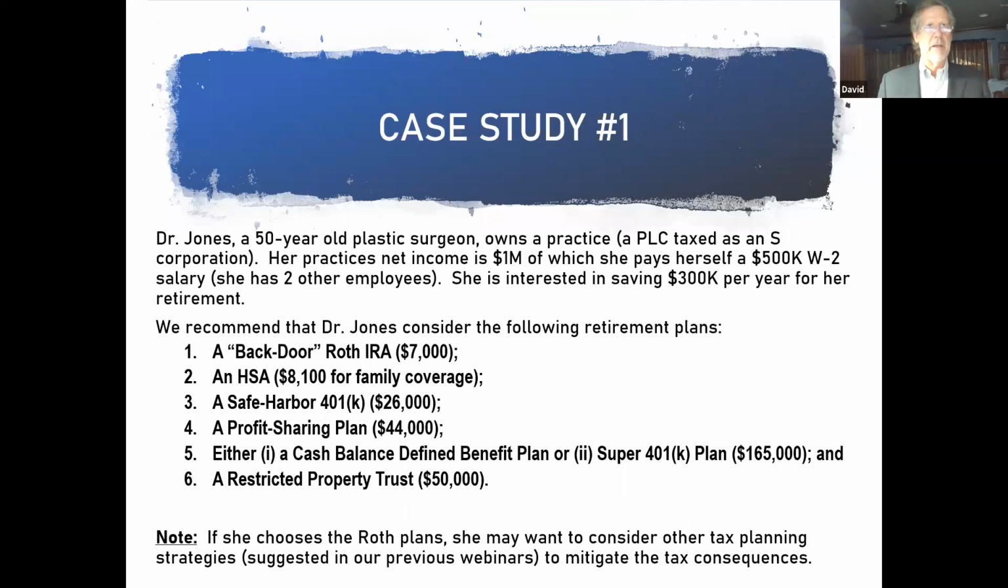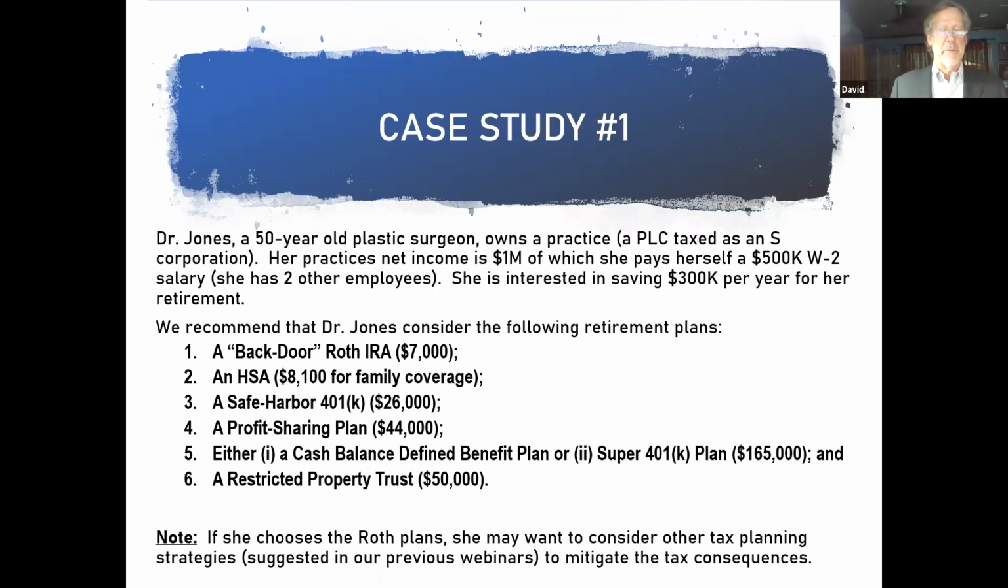So Dr. Jones, in this case, a 50-year-old plastic surgeon, owns a practice. It's an S corporation. Her practice nets about $1 million a year. She pays herself about $500,000 W-2 income, and she has 2 other employees. She's interested in saving about $300,000 a year for retirement.